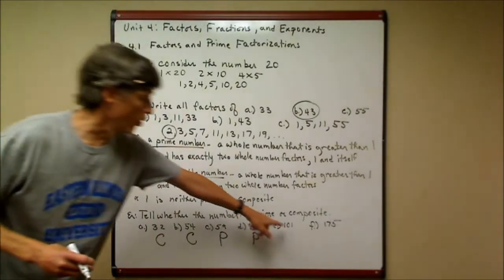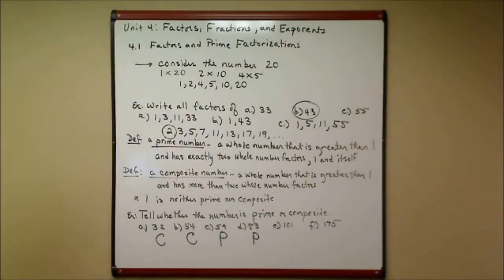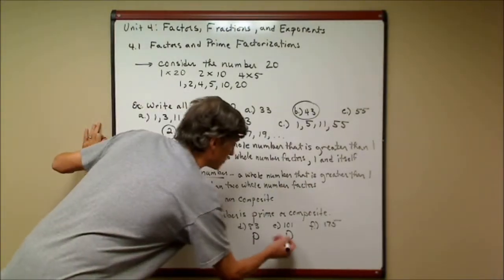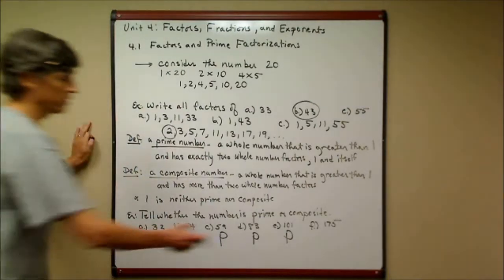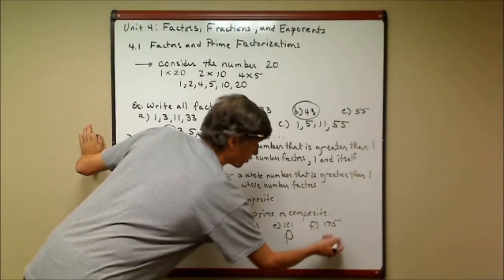Same thing here with 101, my next one. 101 is only divisible by itself and 1. So for the third one in a row, this one is prime. Now, 175 might look prime because it's odd, but you know that any number that ends with a 5 is going to be divisible by 5, so there are other numbers that divide into this, so this one is composite.